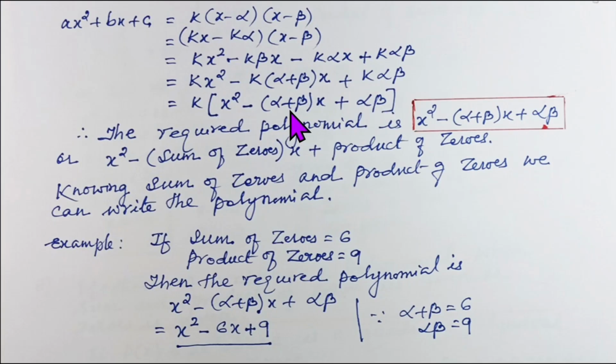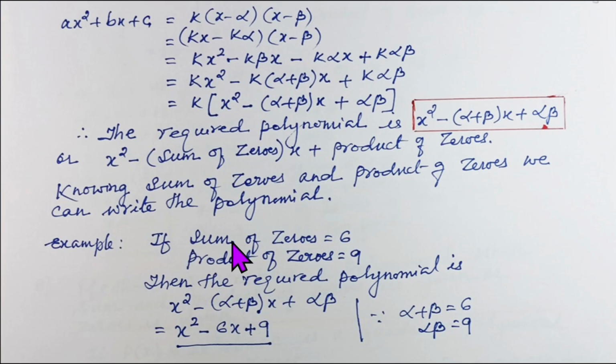Therefore, if alpha and beta are given to us, then we can find out the polynomial by the relation x square minus alpha plus beta x plus alpha beta, where alpha plus beta is the sum of the zeros given to us and alpha beta is the product of the zeros. So knowing alpha plus beta and alpha beta, we can write the quadratic polynomial. Therefore remember, the required polynomial is x square minus sum of zeros into x plus product of zeros. Don't forget that this is a minus sign. So knowing the sum of zeros and product of zeros, we can write the polynomial.